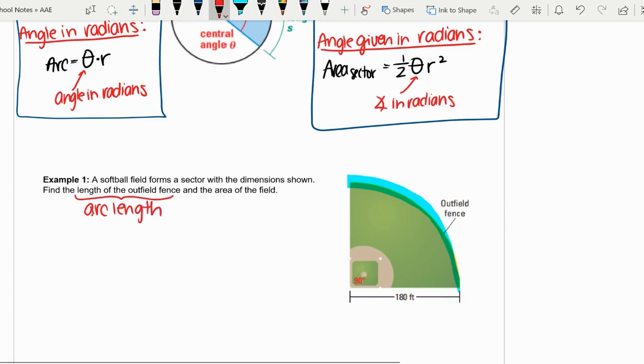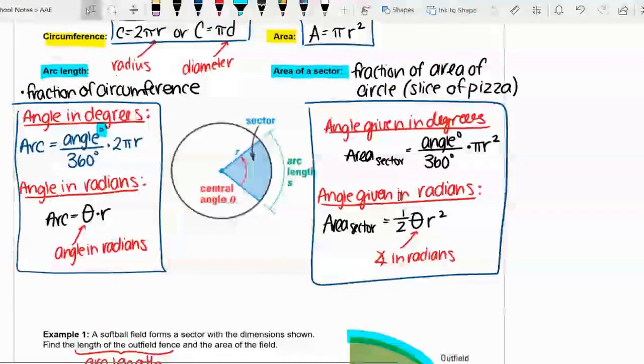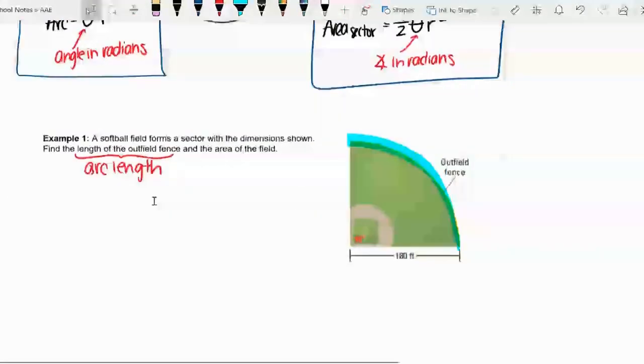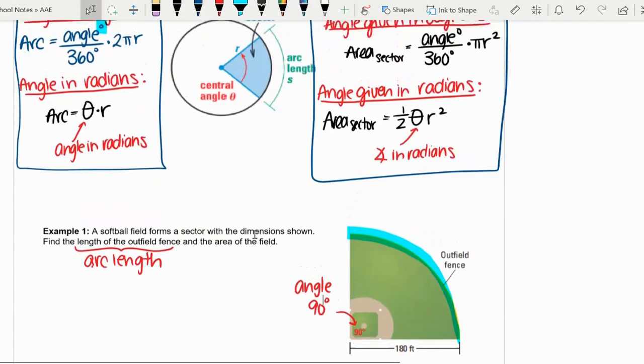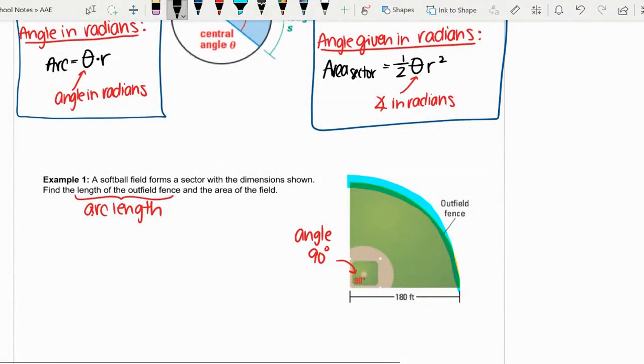So I'm going to use our arc length formula up top, and the angle that they give us right over here is in degrees. It's 90 degrees. So I'm going to rewrite our formula. Arc length is equal to theta in degrees divided by 360 times 2 pi r. And I'm going to fill in everything we have.